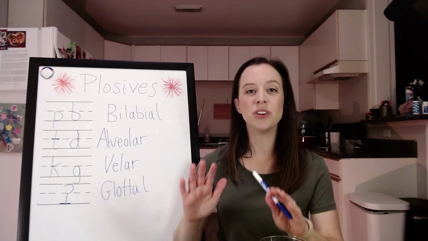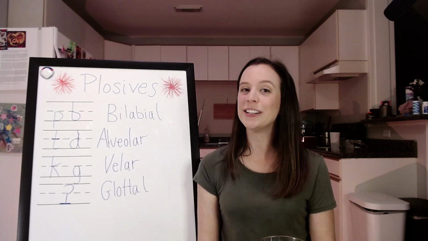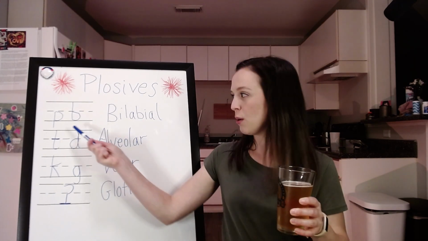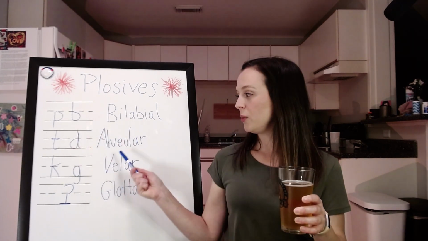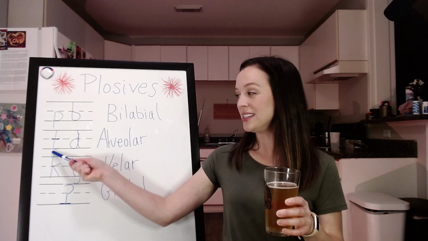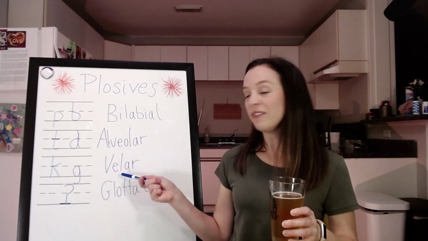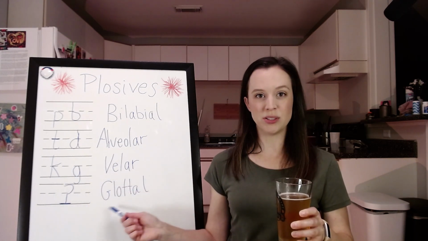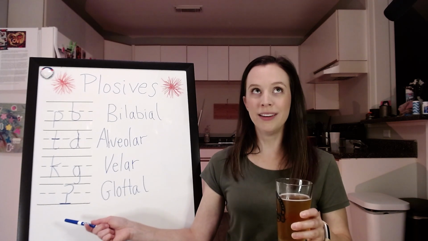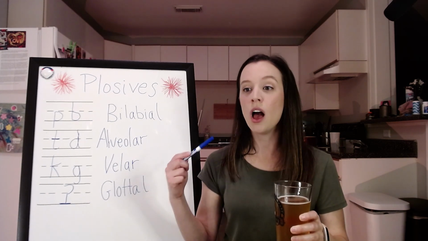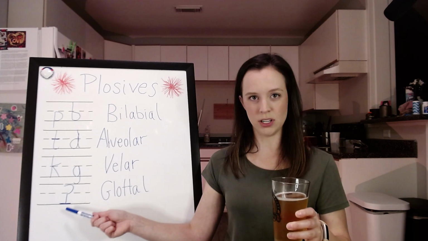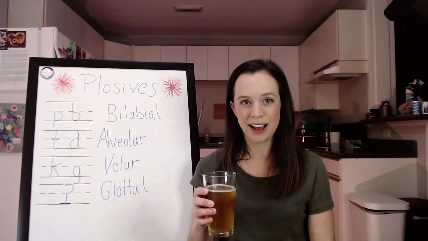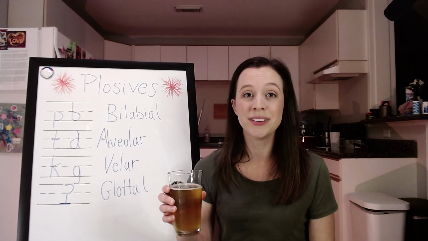You have now learned all of the plosives in the International Phonetic Alphabet. So we have our bilabial plosives, p, b. We have our alveolar plosives, t, d. We have our velar plosives, k, g. And we have a glottal plosive. It's hard to do it out of context. Uh-oh. Glottal plosive. You have already learned part of the consonants of the International Phonetic Alphabet. I hope it wasn't stressful.